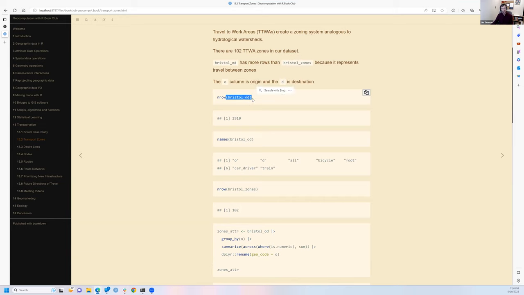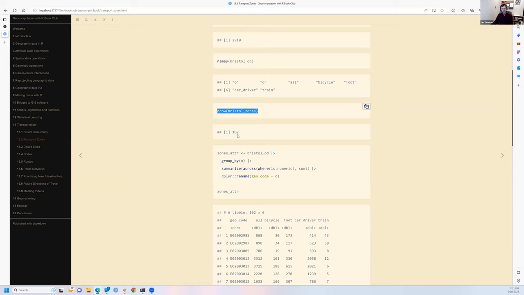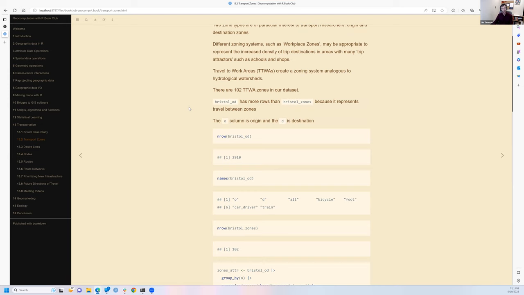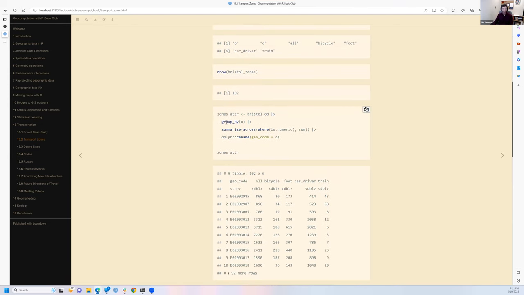The data set, though, we're looking at for 102 zones has 2,900 records. And that's simply because people in one zone could travel to that zone itself or any of the other zones. So there's an origin column and a destination column in every row of this file. And recall the zones themselves, there are 102. So to join the shapefile with the traffic counts file or the OD file, we've got to do some grouping.